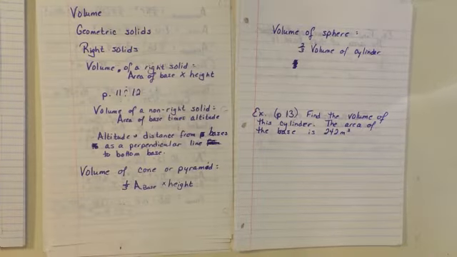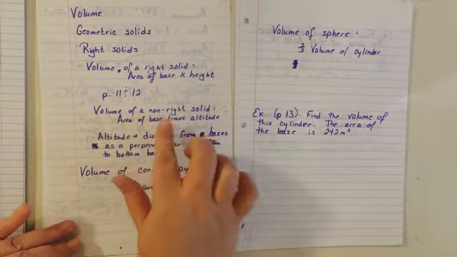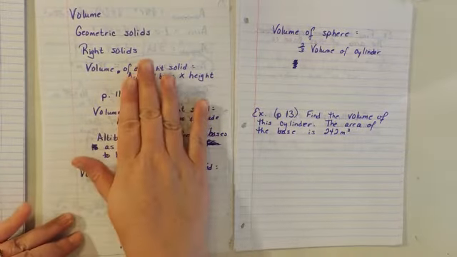Okay, now we're going to talk about volume, which means we're changing from a two-dimensional plane where we can talk about area and we can talk about perimeter into a three-dimensional geometric solid. A geometric solid is a geometric figure that is three-dimensional and therefore takes up space. It has width, it has length, and it also has height.